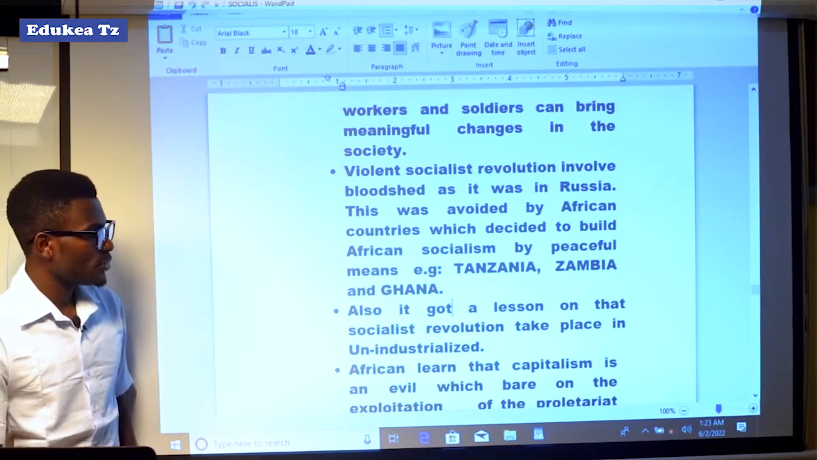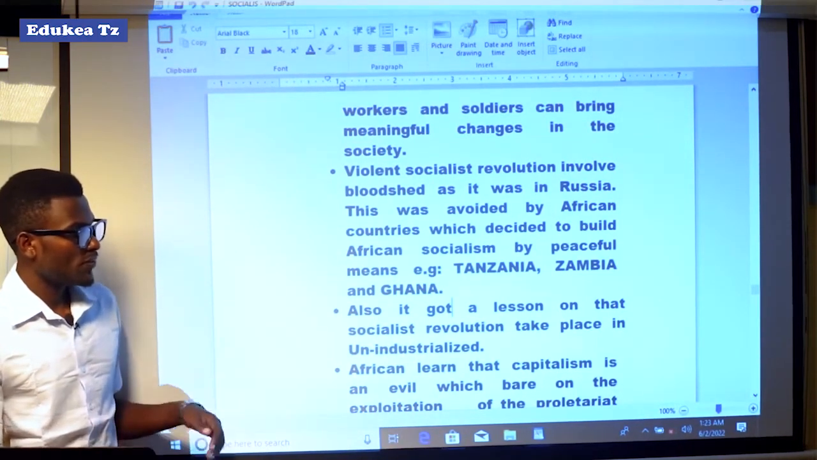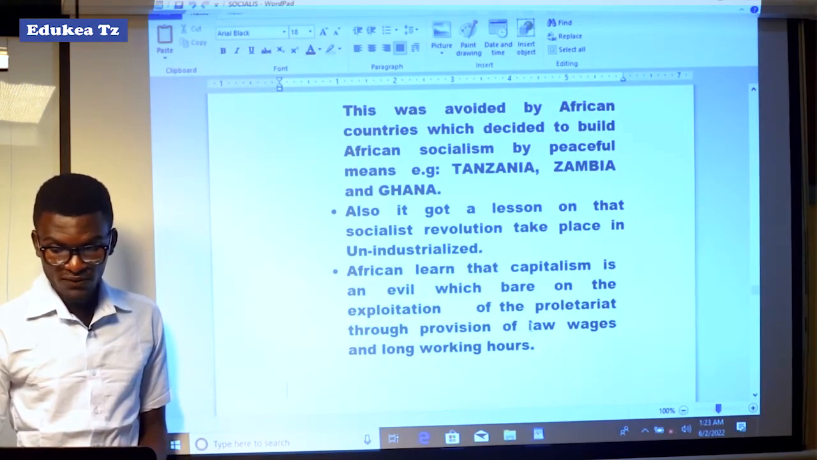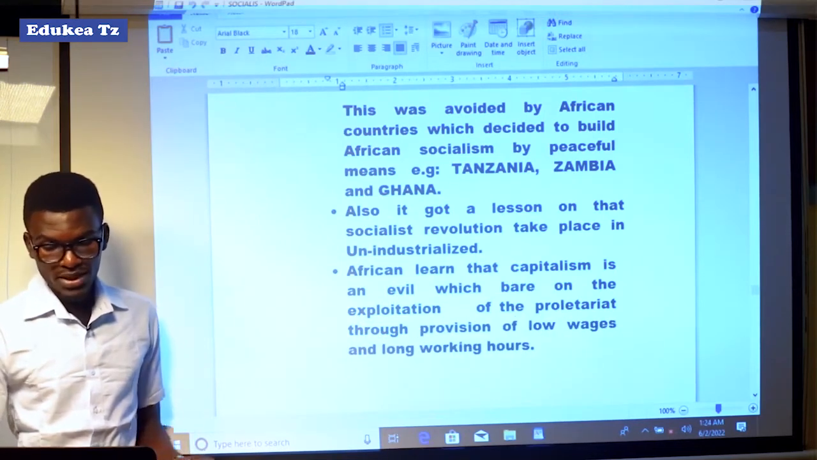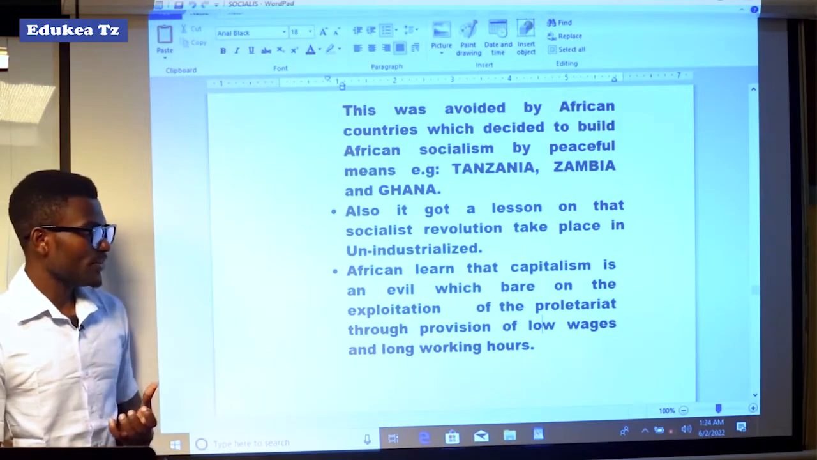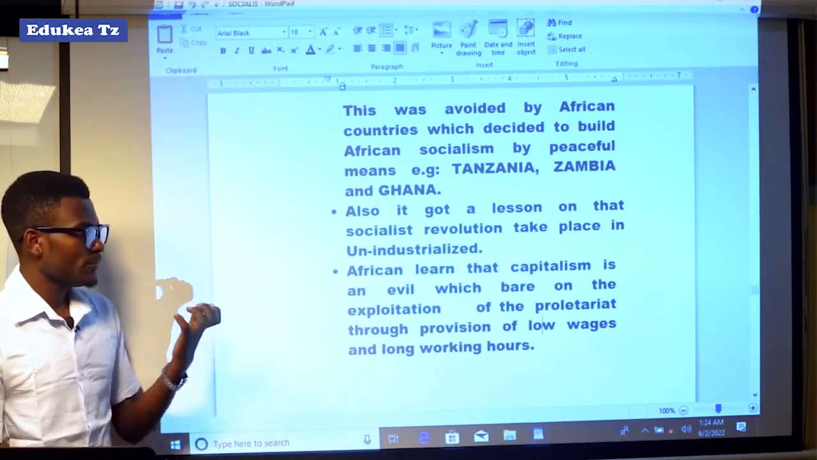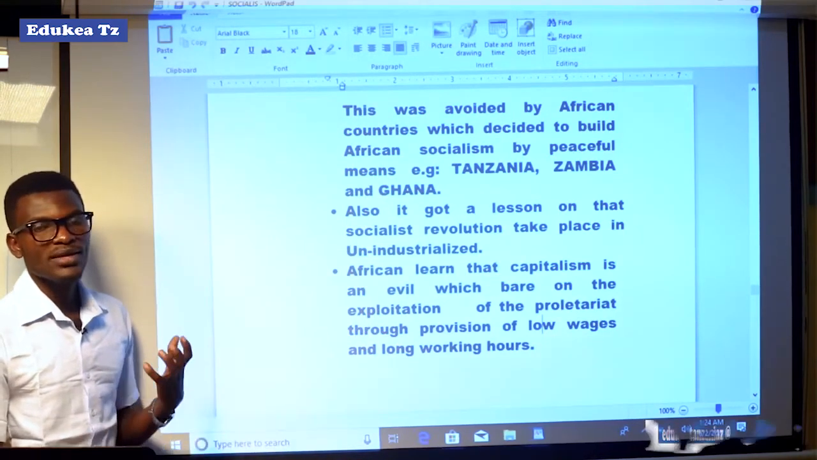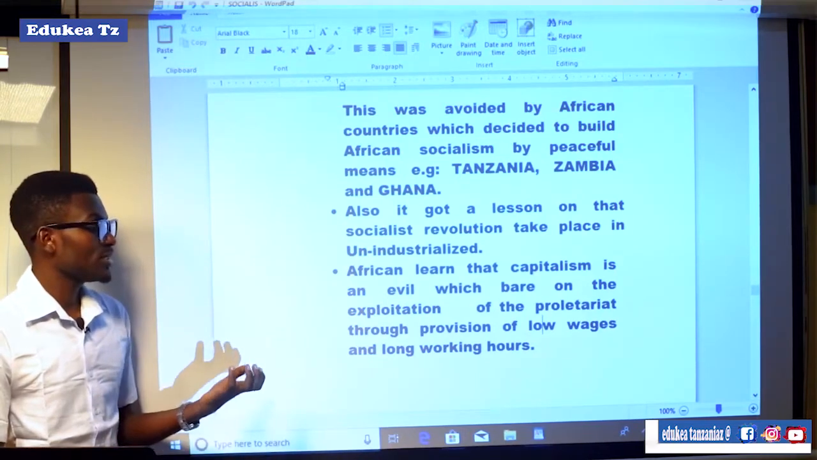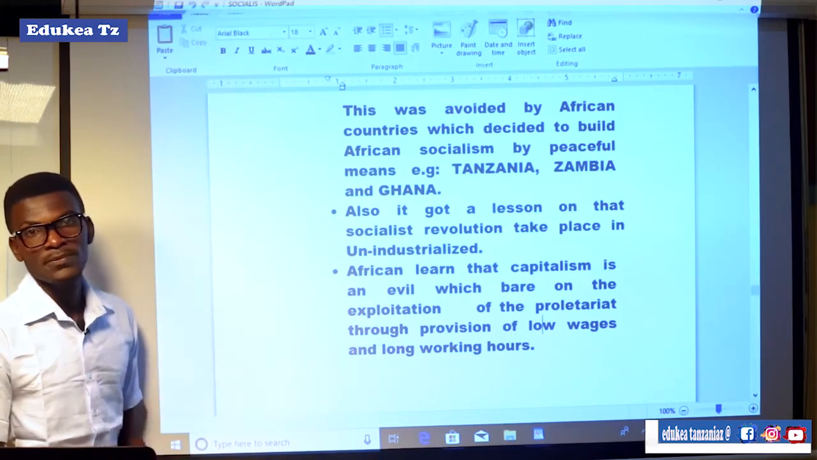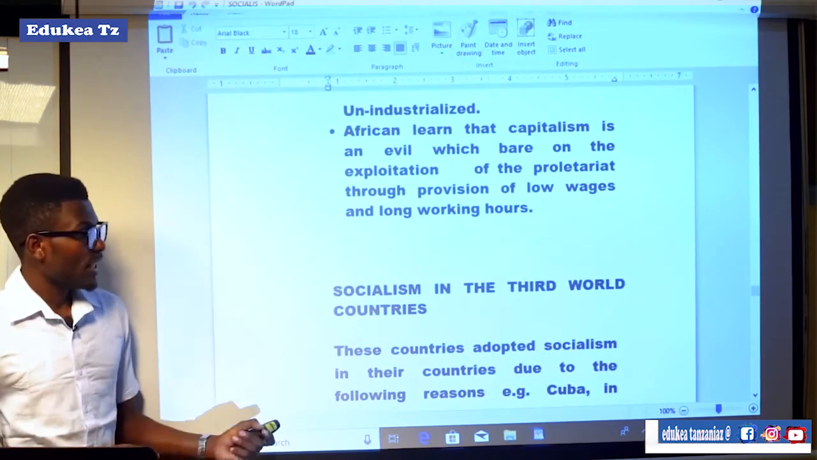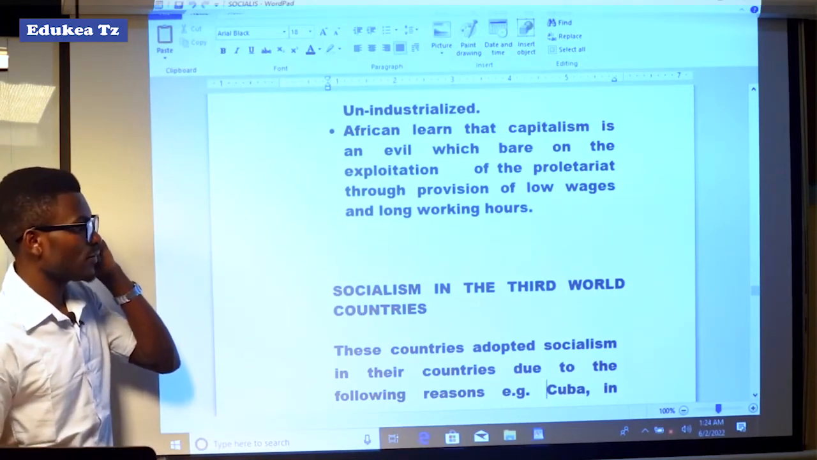Also, Africans learned that capitalism is an evil which bears on the exploitation of the proletariat class through provision of low wages and long working hours. It means that African countries learned the lesson that capitalism is an evil system which relies on the exploitation of the working class or proletariat class through provision of low wages and increasing working hours to the workers, either in industries or in plantations. So, these were the lessons that the African countries got from the Russian Revolution.